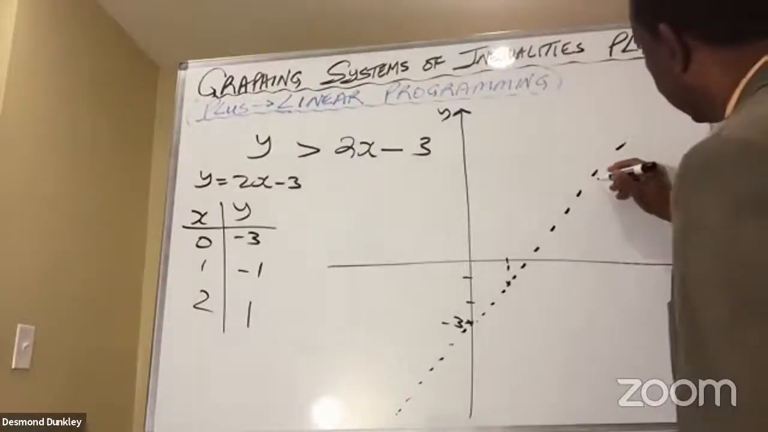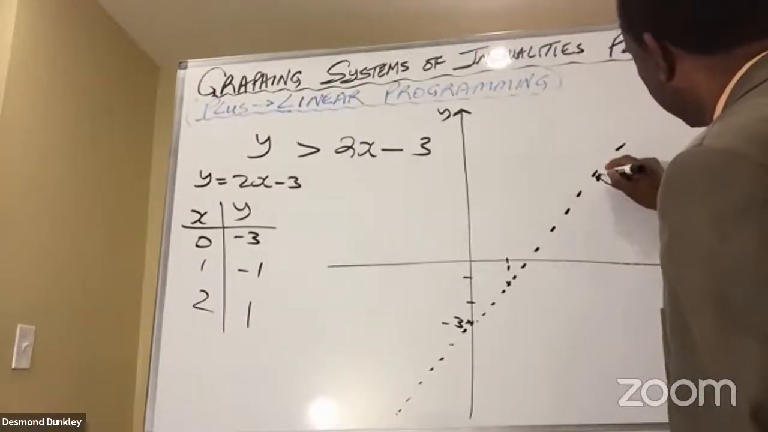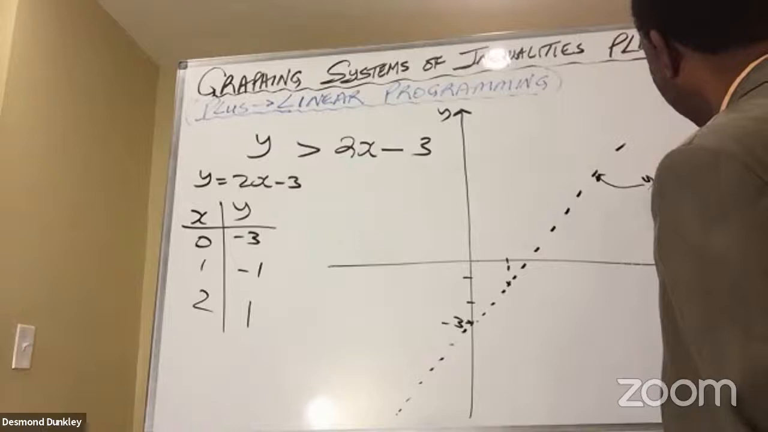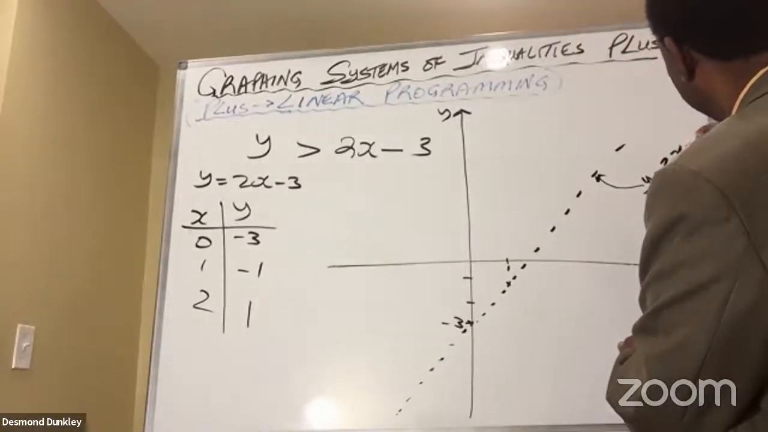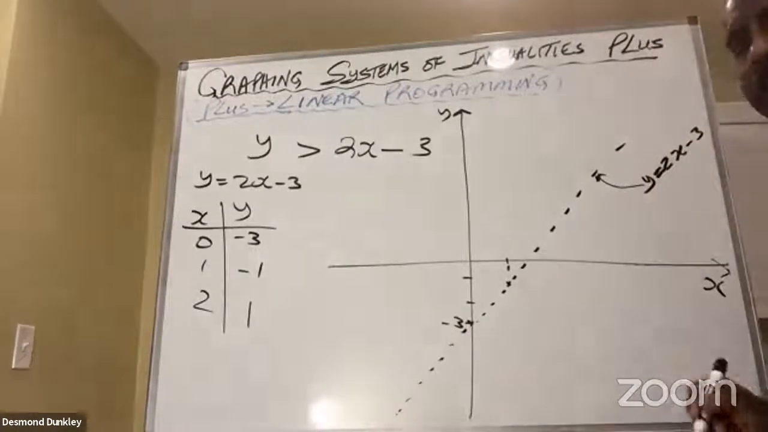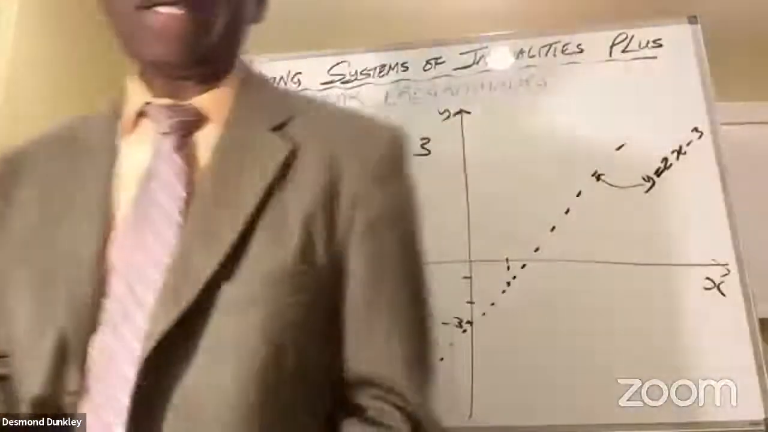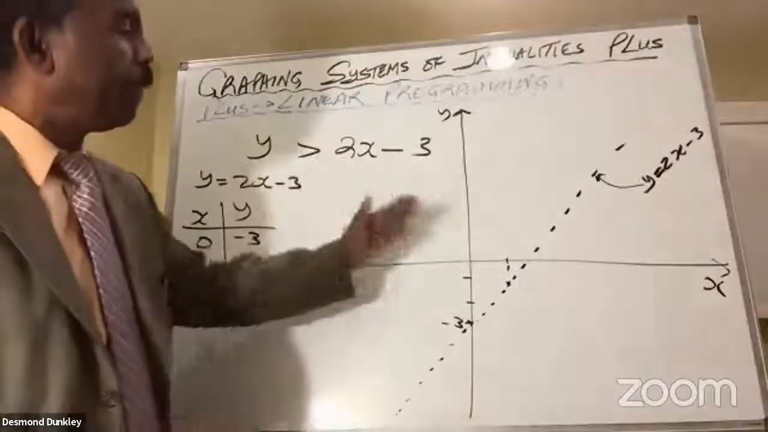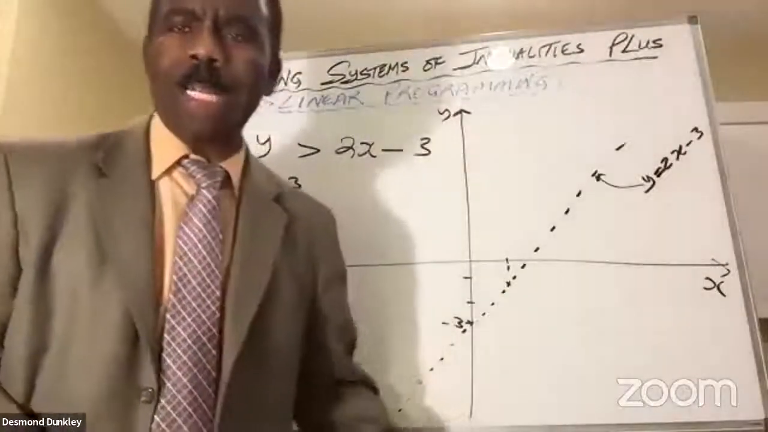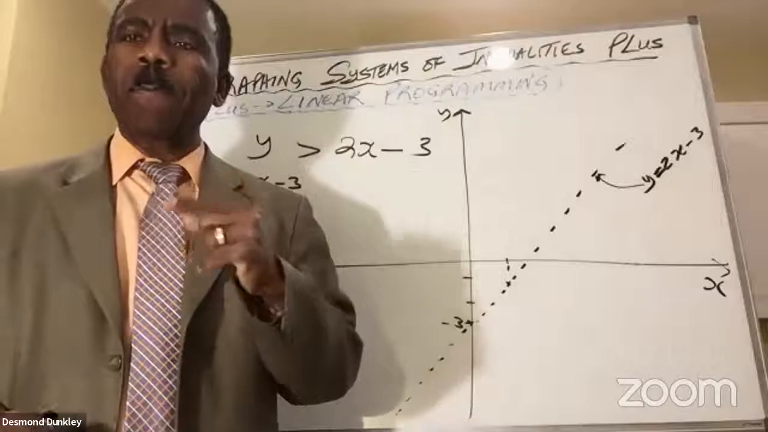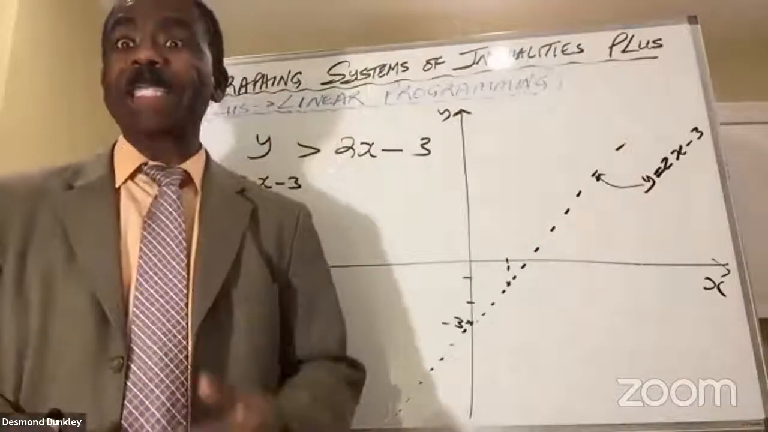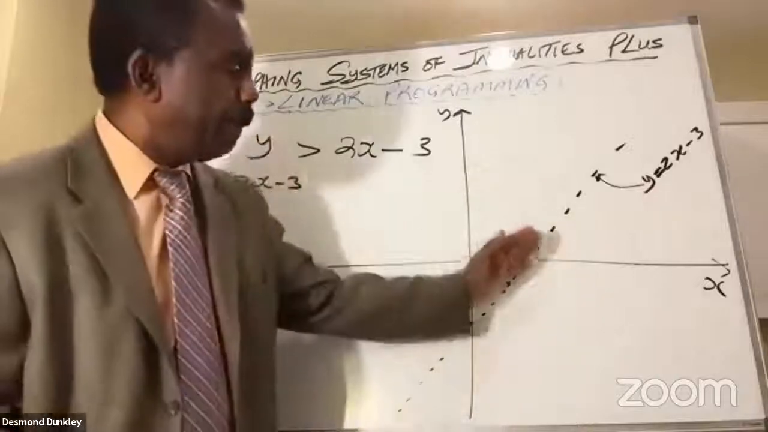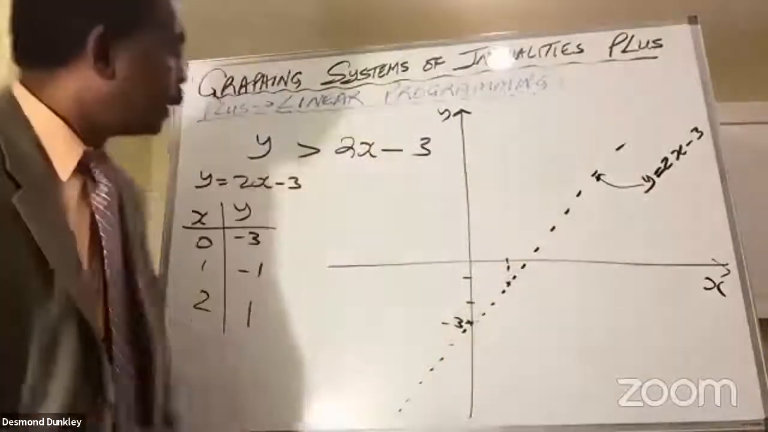Okay, and it's good to label your boundary. And that's the boundary y equal to 2x minus 3. That's your boundary. Now, the next thing to do is to decide, am I shading above the line or below the line? Are my solutions above the line or below? Or is the solution set above the line or below? Well, let's check it out.